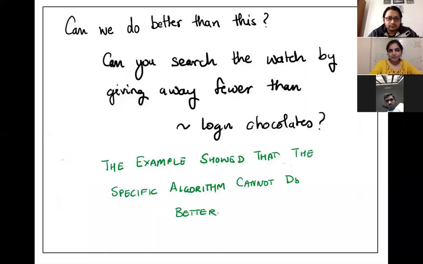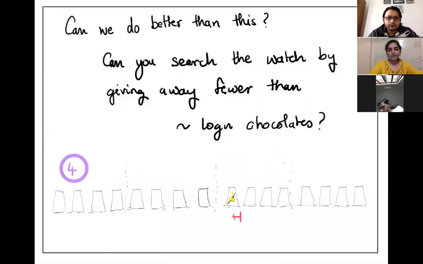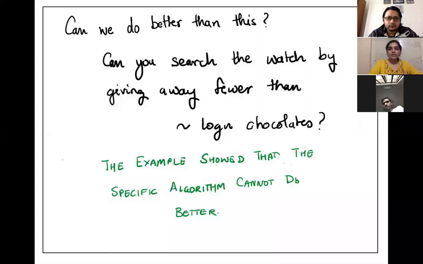But there is a little bit of thought to be given to this reasoning. What this example showed was that the specific algorithm, which I call binary search, cannot do better than spend log n chocolates. And this example you can generalize: for n, I'll just put the watch one after the mid, and I will be able to recreate this log n bottleneck for any n. But remember that this is only being done for this binary search algorithm.